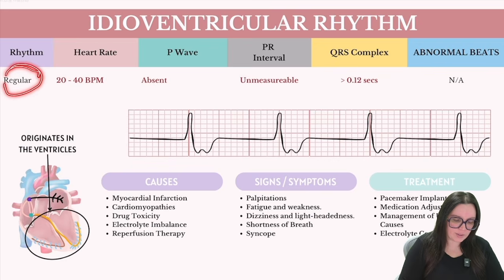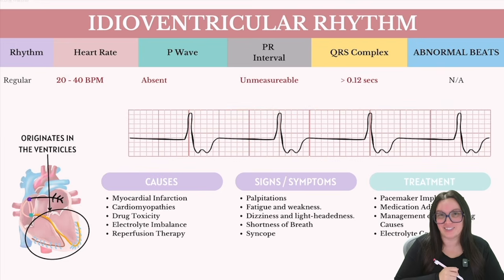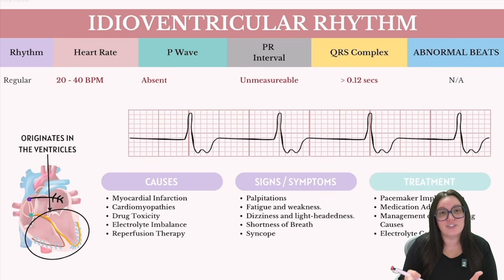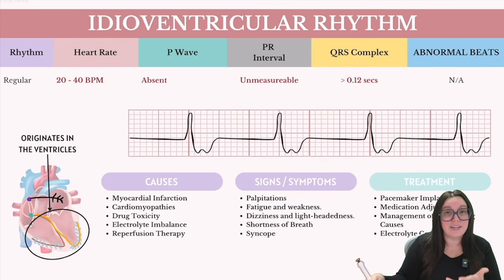This rhythm is always going to be regular. If I was to march out between our R to R waves, it's going to fall in the exact same place every single time. The only difference is it's just going to be a very slow rhythm. Like we talked about, that heart rate is going to be very slow because of the intrinsic rate of our Purkinje fibers. So if we were to look here, we have 1, 2, 3, 4, we have approximately 40 beats per minute with this particular idioventricular rhythm.